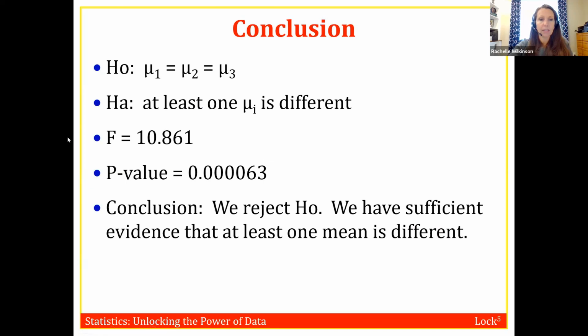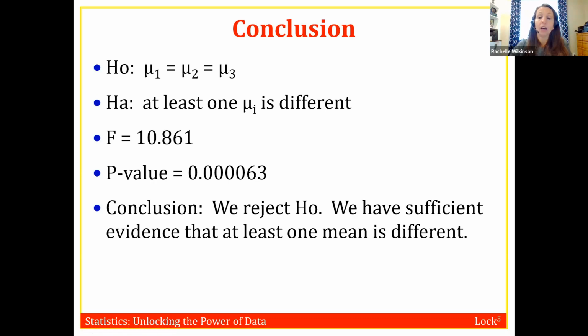Looking at my hypotheses, my F statistic is 10.861, my p-value is 0.000063, that's really, really low. And when p is low, H0 must go. So we're going to reject the null hypothesis. We have sufficient, or you could even say super strong, evidence, because in this case our p-value is really low, that at least one mean is different. So at least one of the odors had a different mean time spent in the restaurant.